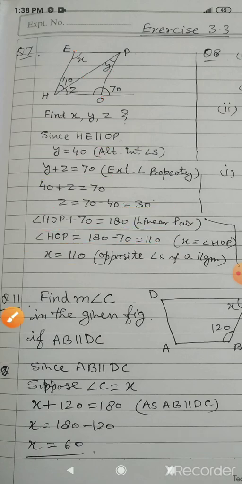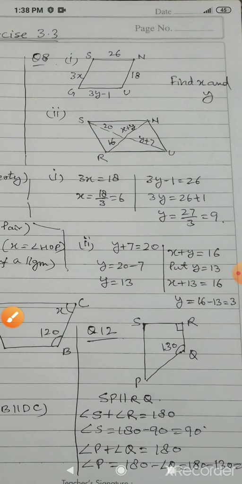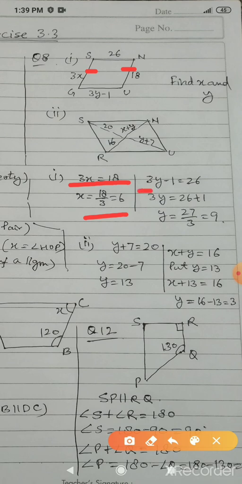Now I am taking your question number 8. Here two parallelograms are given. The first parallelogram is GUNS and the second is RUNS. In both figures you have to find x and y. In the first figure I have written here 3x is equal to 18. What is the reason behind it? 3x and 18 are two opposite sides and we know that opposite sides are equal, so x is equal to 6.